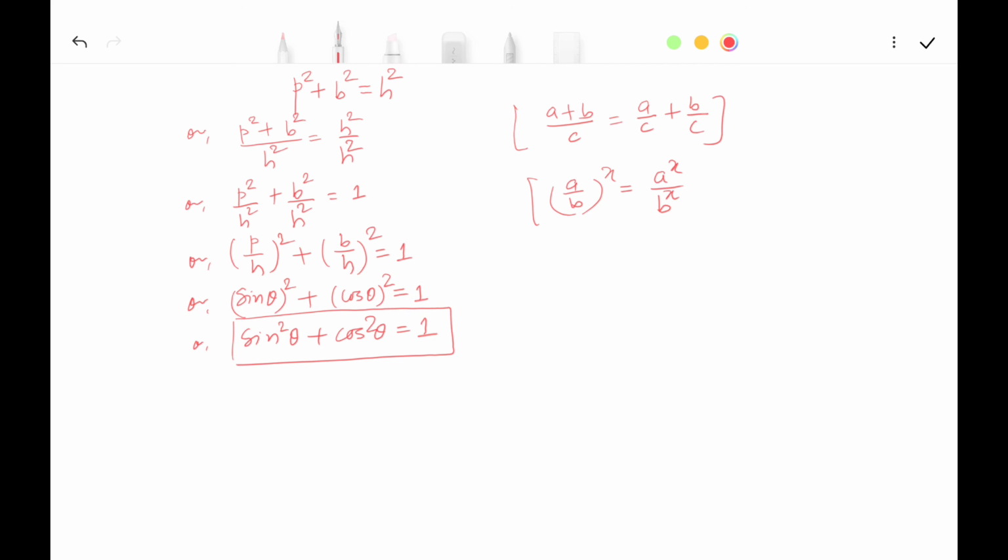Similarly, we can divide by b square and p square turn by turn, and we get the other two relations: sec square theta minus tan square theta equals 1, and cosec square theta minus cot square theta equals 1.